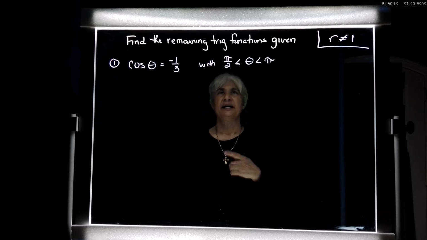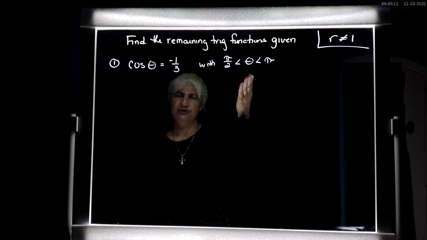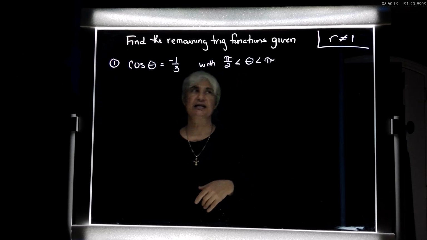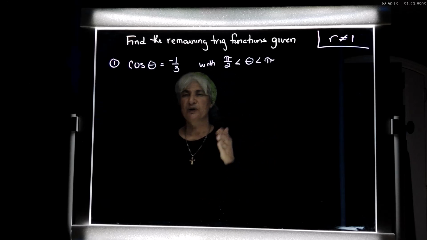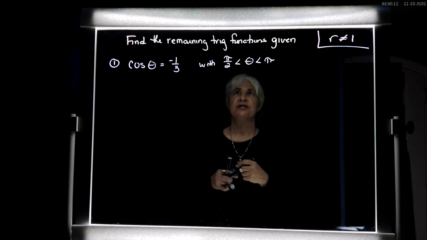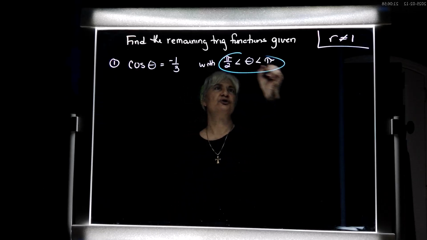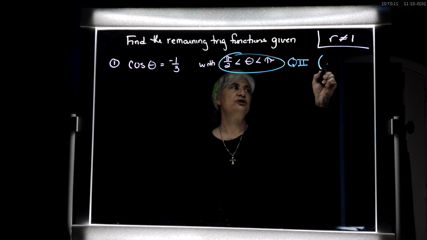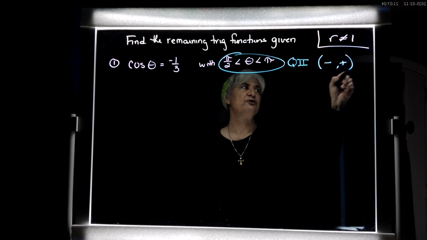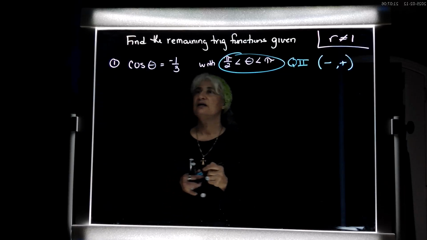All right. Now I'm looking at the restriction they gave me. They said theta is between pi over 2 and pi. What does that tell you? Good. This restriction tells you that you're in quadrant 2, and in quadrant 2 your x's are negative and your y's are positive. Well done.